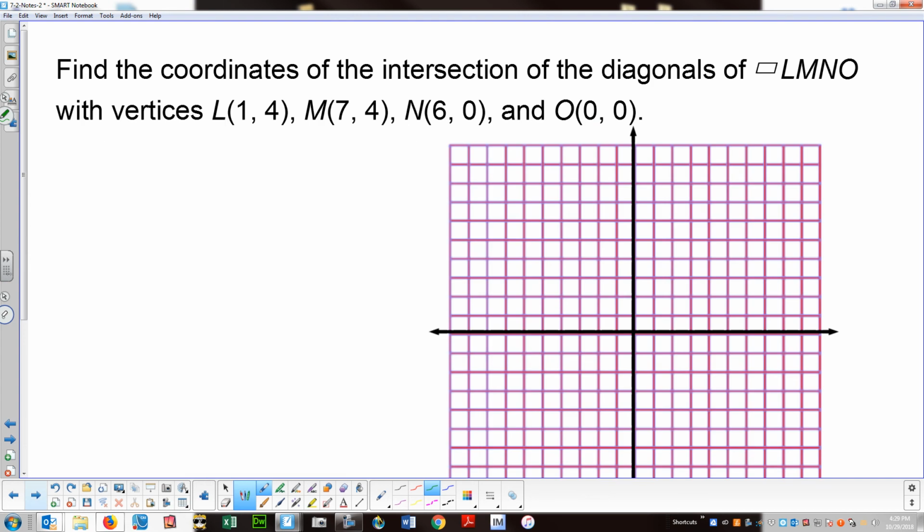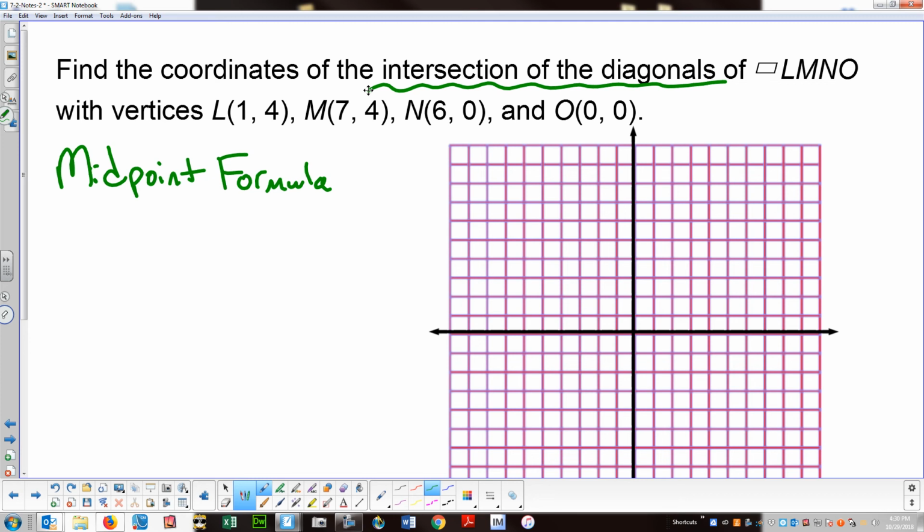Very good. All right, let's try another one out here. I'm going to let you try this one out. Okay, so we want to graph this, and we want to find the coordinates of the intersection of the diagonals. Okay, and I'm going to remind you of the midpoint formula. Do you remember the midpoint formula?